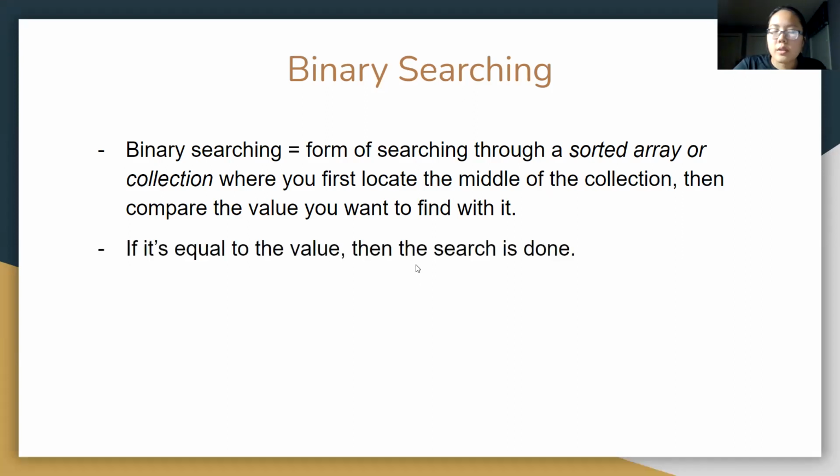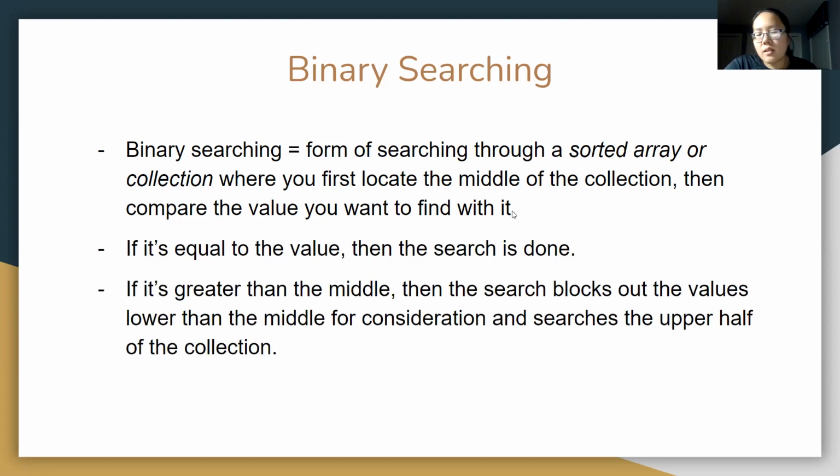Here's an explanation of the process. If the middle value of the collection is equal to the value we want to find, then the search is done, because we already found it. We don't need to go any further. But typically that's not the case. If your value is greater than the middle, then the search blocks out the values that are lower than the middle from consideration and searches only the upper half of the collection.